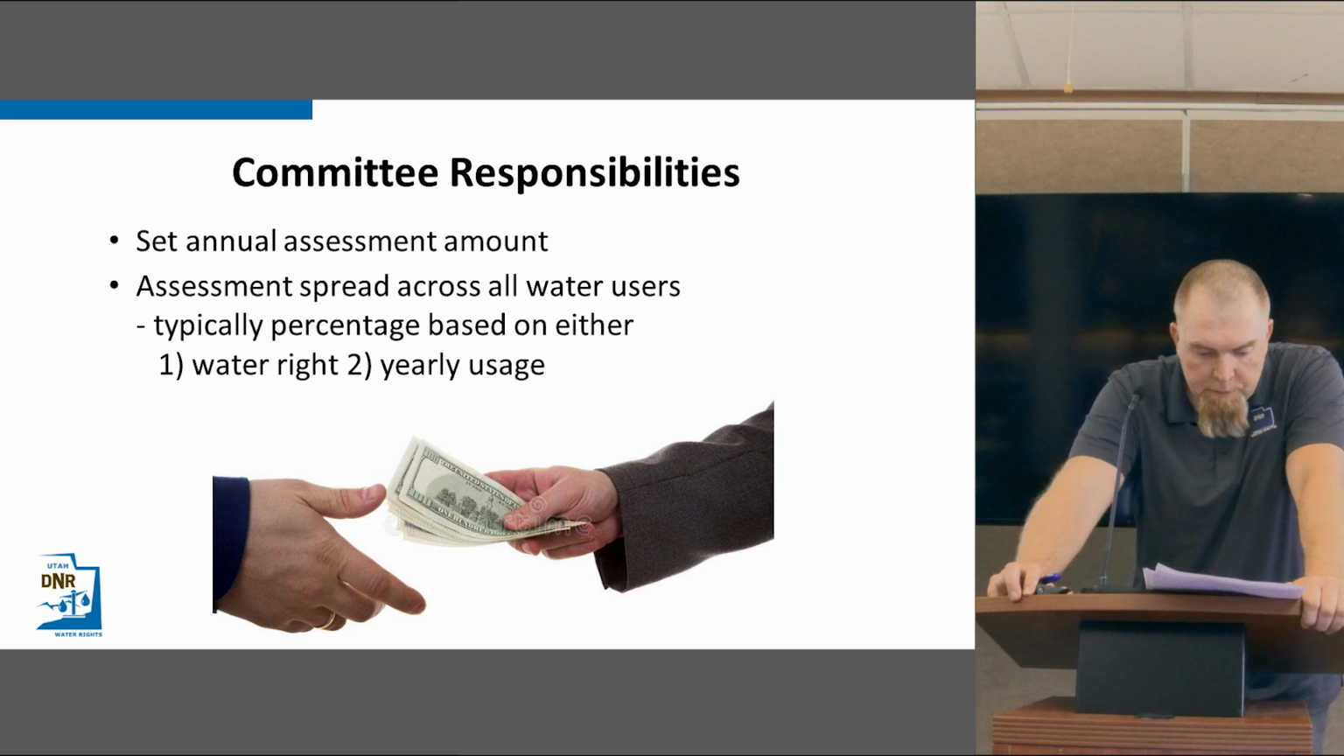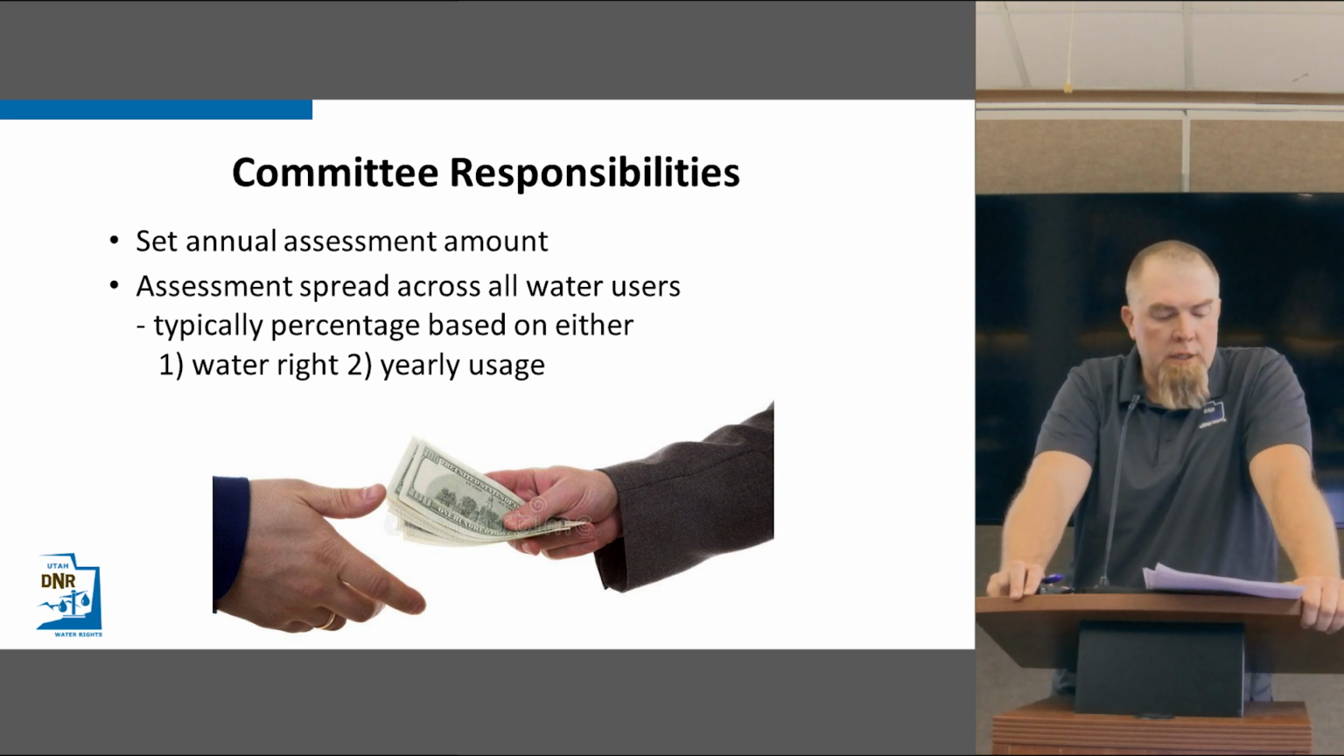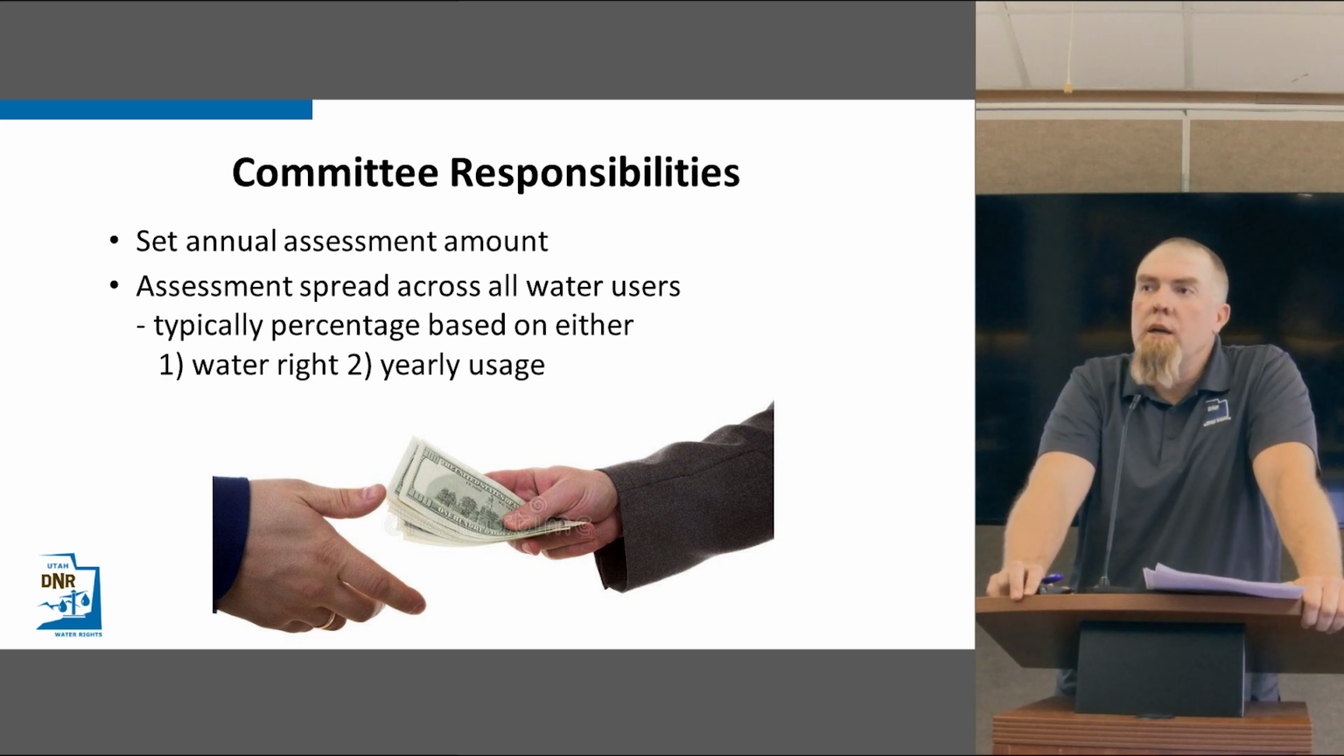Another way an assessment could be broken out is by yearly usage. Although there might be a water user who owns that 90% of the water rights in the system, they may be only using 25% of the water for that year. Therefore, they will probably end up paying 25% of that annual assessment.